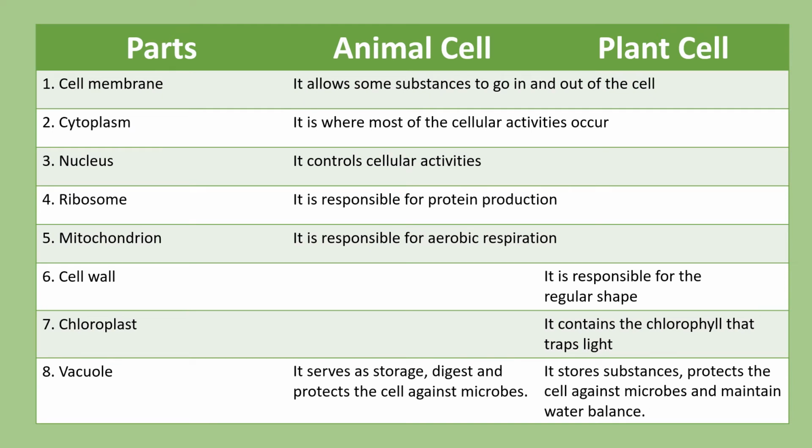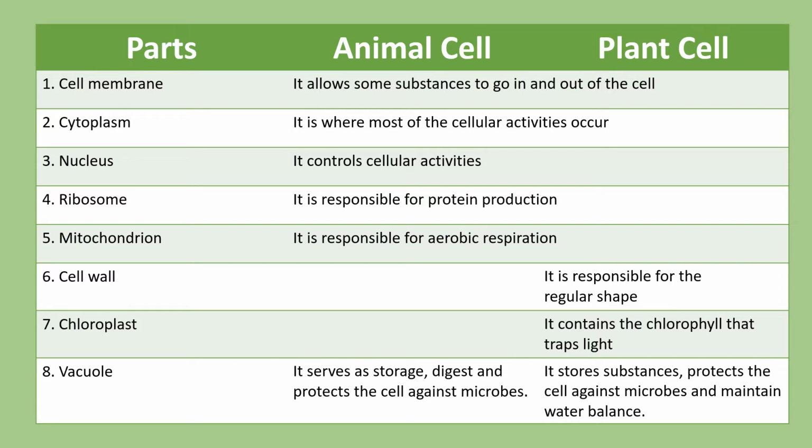This table serves as the summary of what we have studied today. So on the first column we have parts, then we have the animal cell and the plant cell. The parts that we considered are cell membrane, cytoplasm, nucleus, ribosomes, mitochondrion, cell wall, chloroplast, and the vacuole. So the first five are commonly seen in both animal and plant cell.